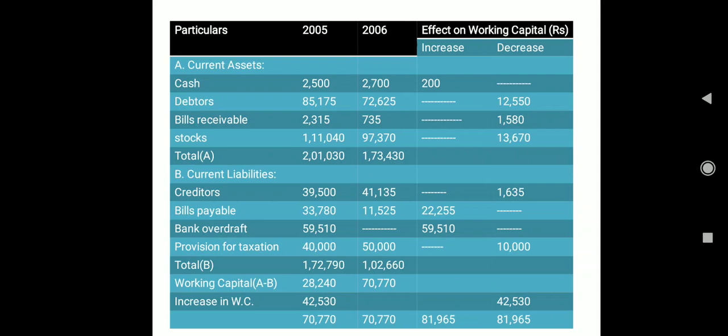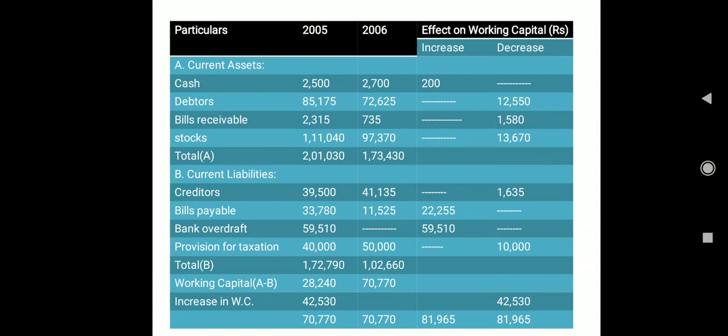Debtors also, if we compare 2005 and 2006, there is a decrease of 12,500. Bills receivable also has a decrease of rupees 1,580, and stocks also have a decrease of rupees 13,670. All the current assets are as per the question given. So we are going to make a total of current assets of both years. Total of A in 2005 is 2,01,030, and in 2006 it is 1,73,430.